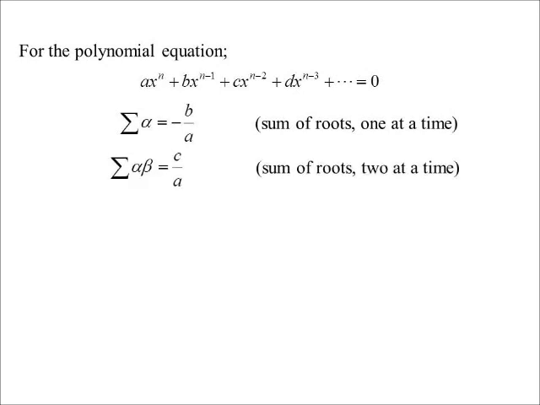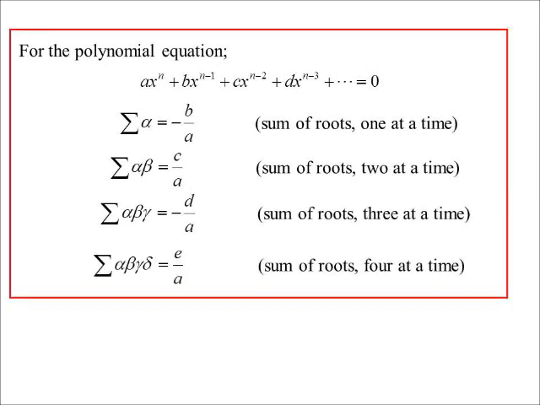Sum of the roots 2 at a time will always be c on a. Sum of the roots 3 at a time will always be minus d on a. Sum of the roots 4 at a time will always be e on a. And I can keep going and keep going with that pattern, depending on how many roots the polynomial has.